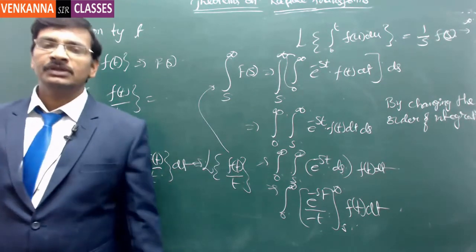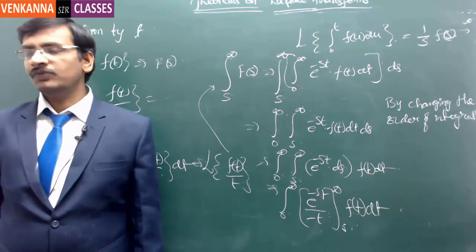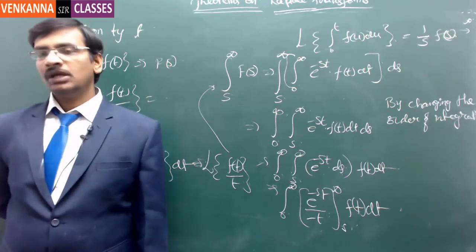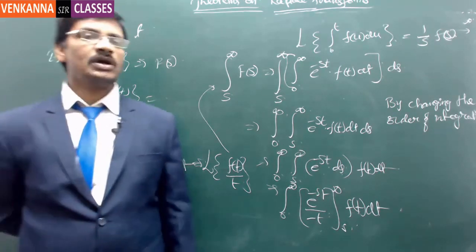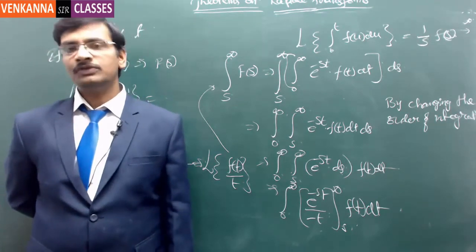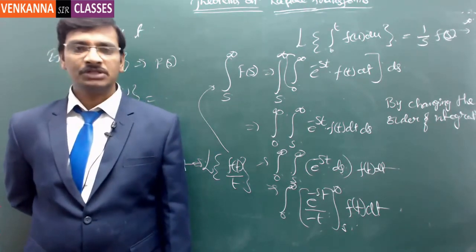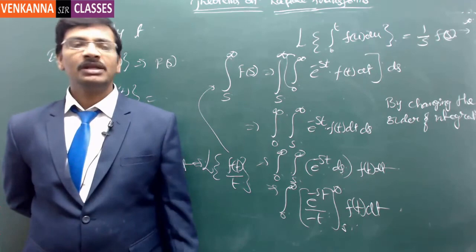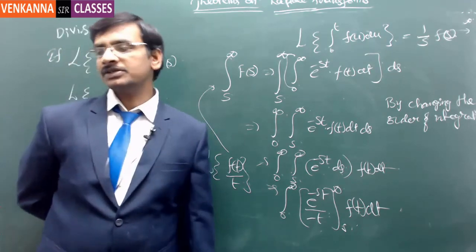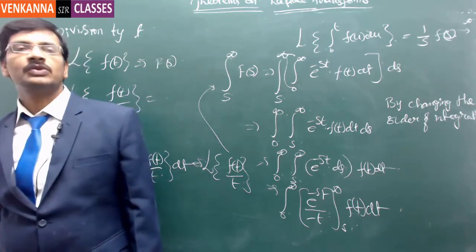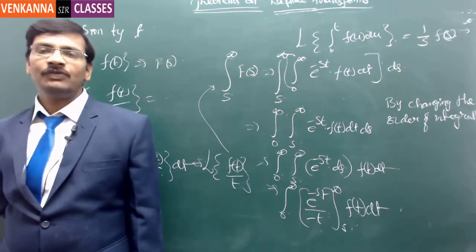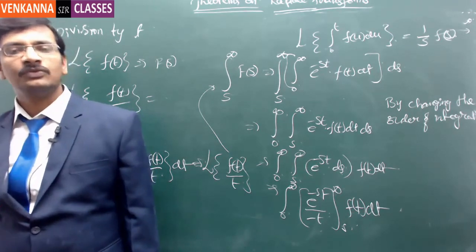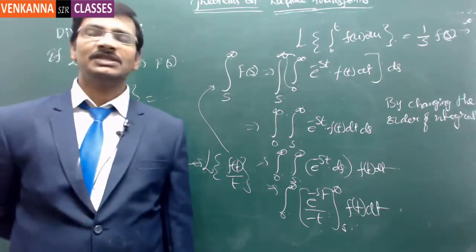And another is the derivative of the function. If you take the derivative of the function, it will be s times f of s minus f of 0. If you take the second derivative, it is s square times f of s minus s into f of 0 minus f dash of 0. That is the second derivative. Similarly, for the integral of the function, the Laplace transform of the integral from 0 to t of f of u du is nothing but 1 by s times the Laplace transform of f of t.